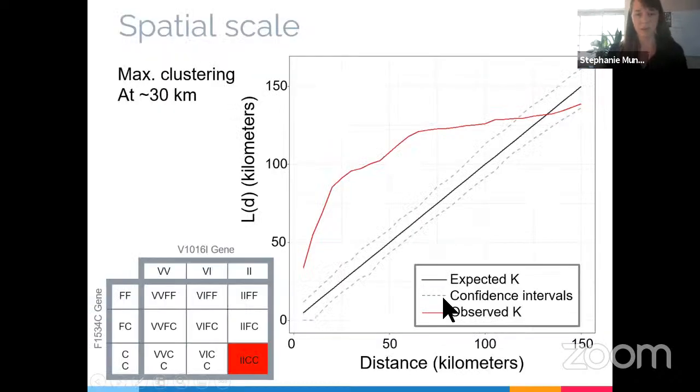The finding from the dual Ripley's K plot is that maximum clustering in IICC frequencies is occurring at about 30 kilometers. So you're more likely to be similar to your neighbor at a distance of about 30 kilometers, but once you're more than 100 kilometers away, it's really unlikely that there will be any kind of similarity. This means that you really shouldn't be making guesses about resistance status at one county based on the neighboring county or based on a site that's a couple hours away.